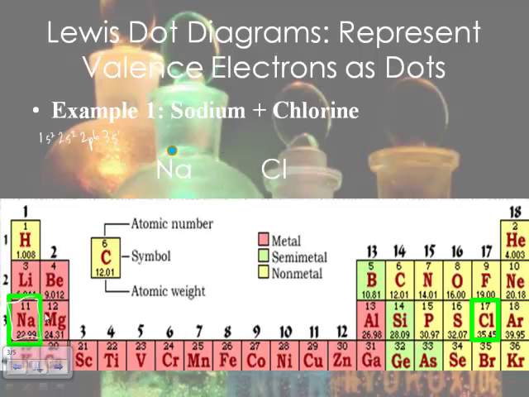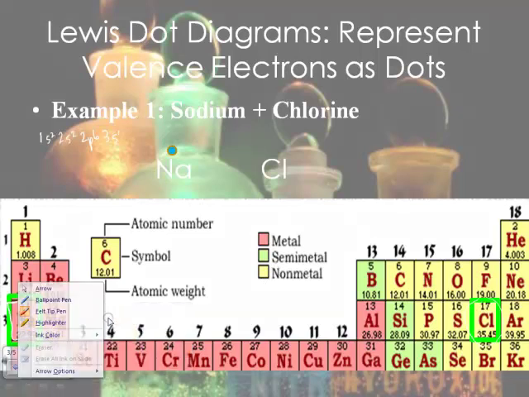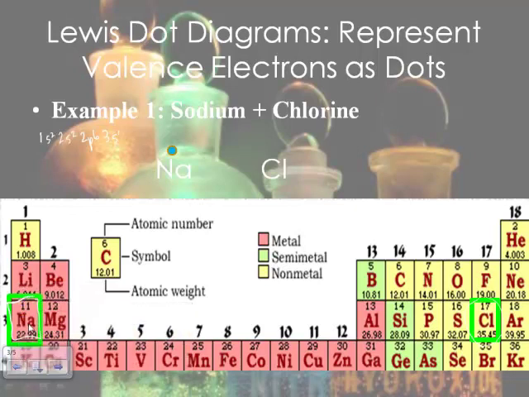How about chlorine? If we count across from sodium all the way across to chlorine, how many steps do we go? That's one, two, skip across, three, four, five, six, and seven. So how many dots? Seven dots.